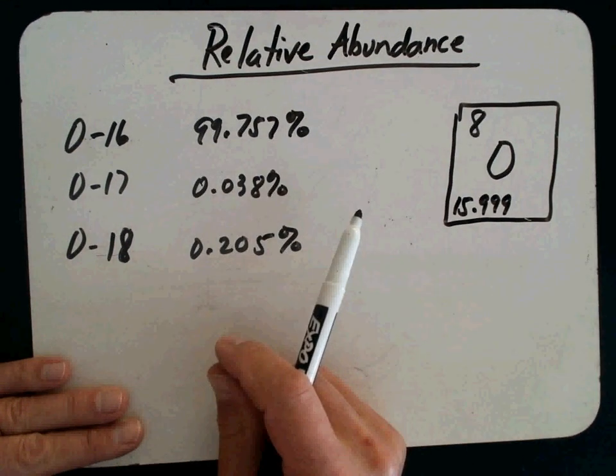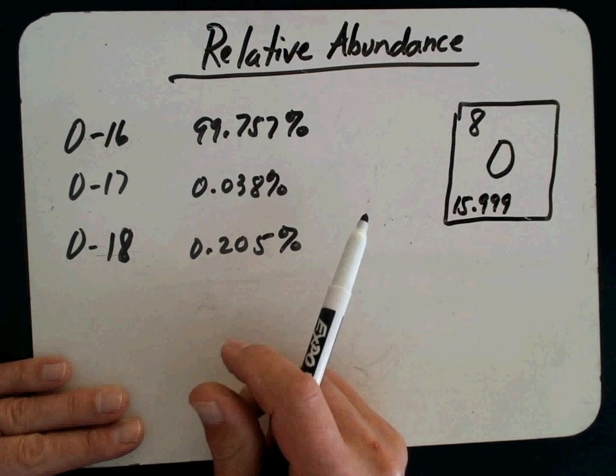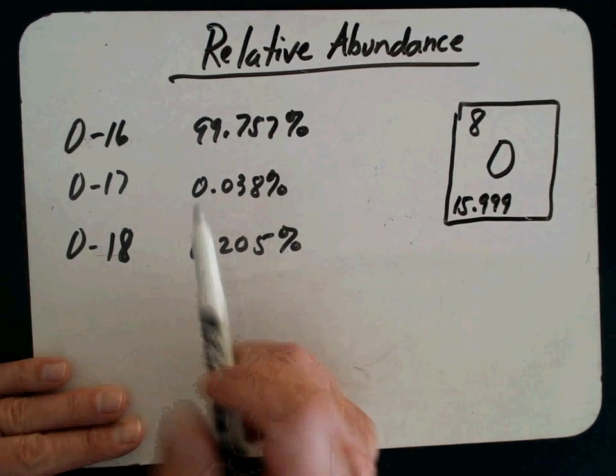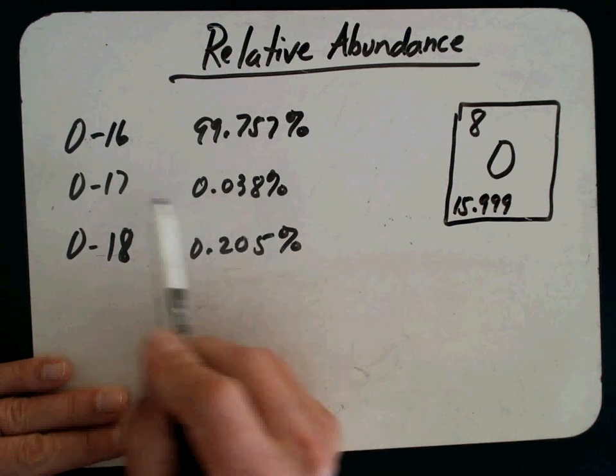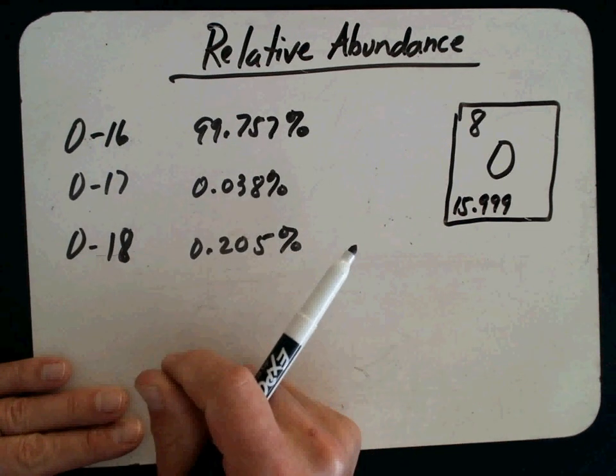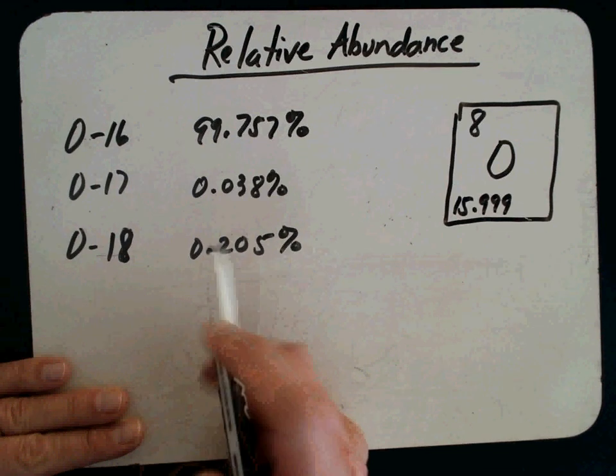So if you have a pure sample and you had to guess how much do most oxygens weigh, they weigh 16. What's the rarest one? Well, by the percent, I can tell that there's not a whole lot of oxygen 17 in the world. Okay? So what we're going to do is we're going to use these numbers to help us.